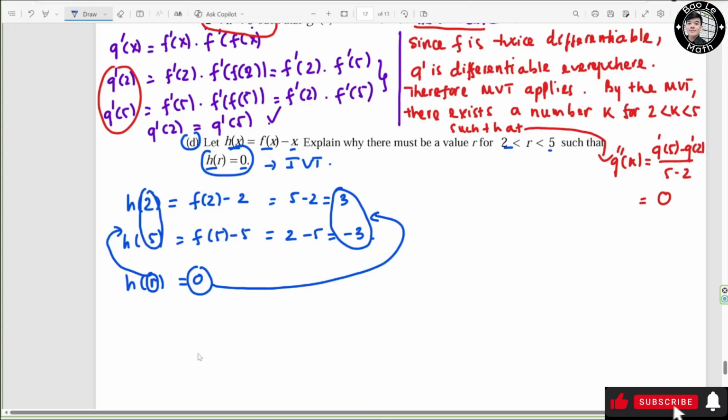So the IVT applies because the function h of x is continuous. So we need to say that since the function h of x is continuous and 0 is greater than negative 3 and less than 3, then by the IVT there must be a number r between 2 and 5 such that h of r equals 0.